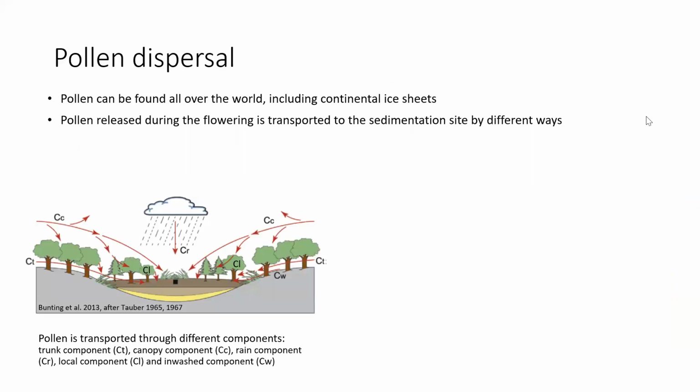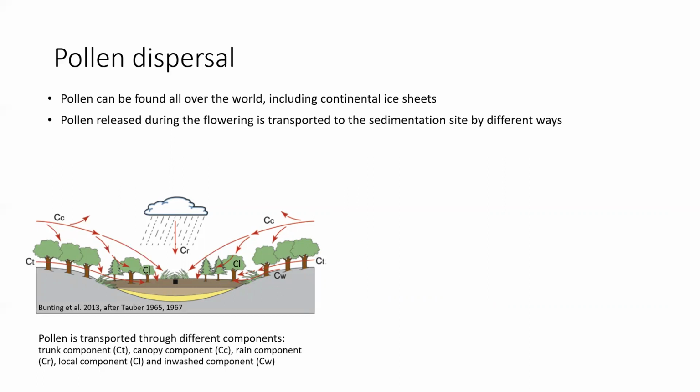Then a few words about pollen dispersal. Basically, pollen is everywhere. You can find it everywhere in the world, including continental ice sheets. Wind transports pollen through air and atmosphere, and it can be found even in the remotest parts of the globe. Usually pollen is transported in different ways, for wind pollinated through air and so on. And that can also affect what kind of pollen accumulation there is at the site.